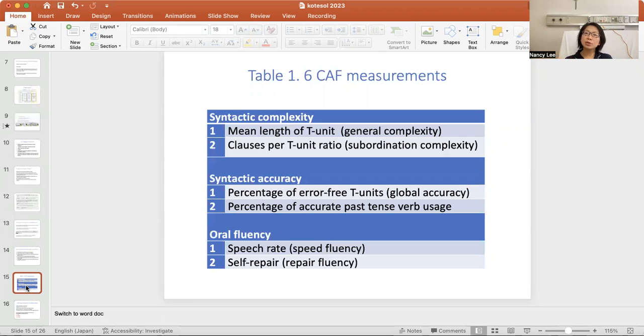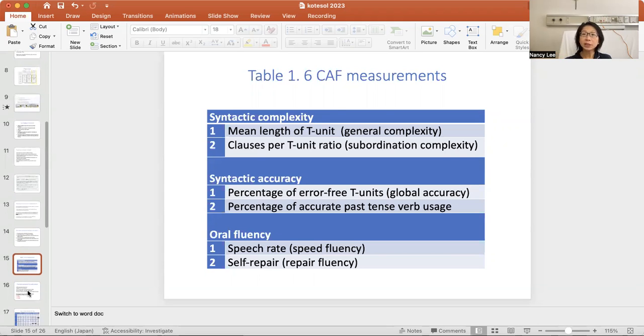In order to measure changes in their speaking, I used 6 CAF measurements: 2 measurements for complexity, 2 for accuracy, and 2 for fluency. I'll explain a little bit more about these measurements in the later slides.